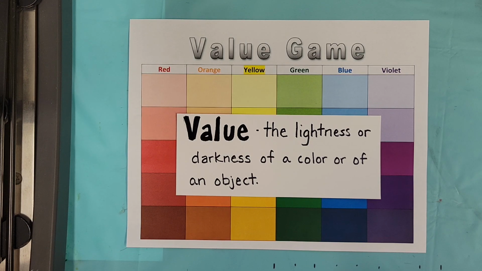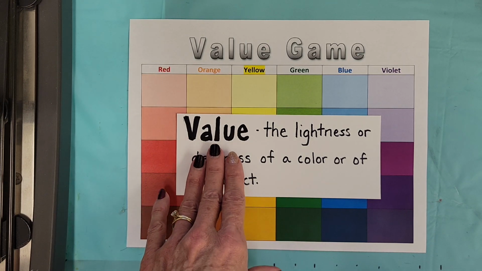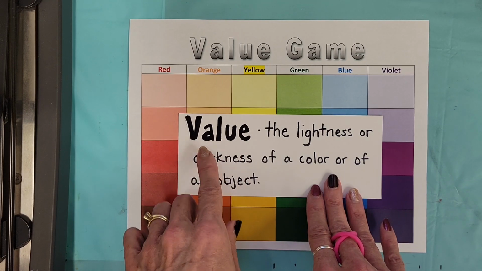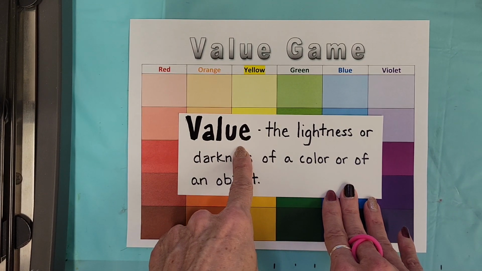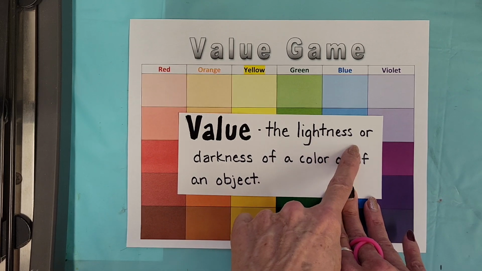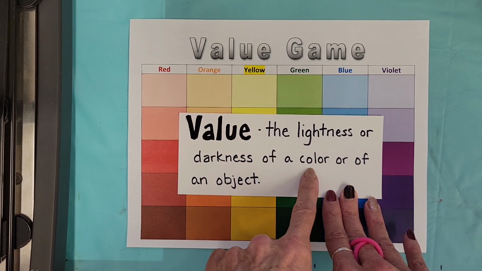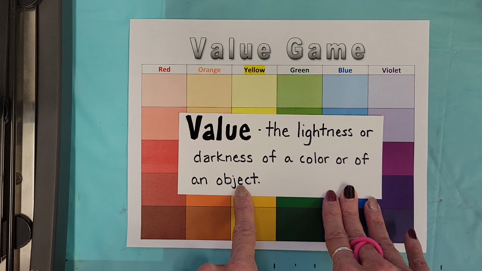Today we are going to be learning about the element of value. The word value in art class means the lightness or darkness of a color or of an object.